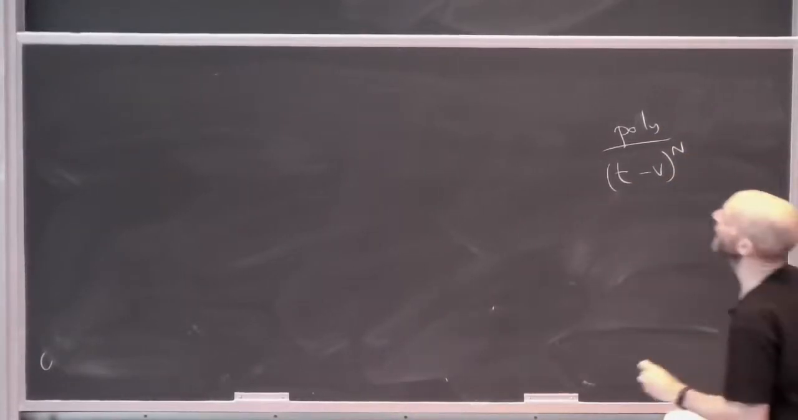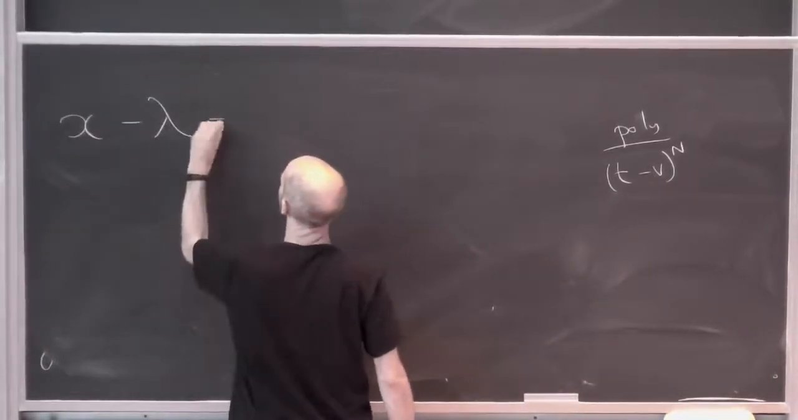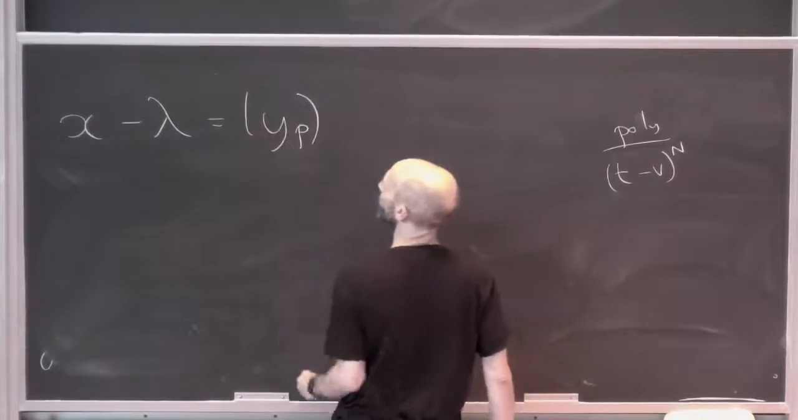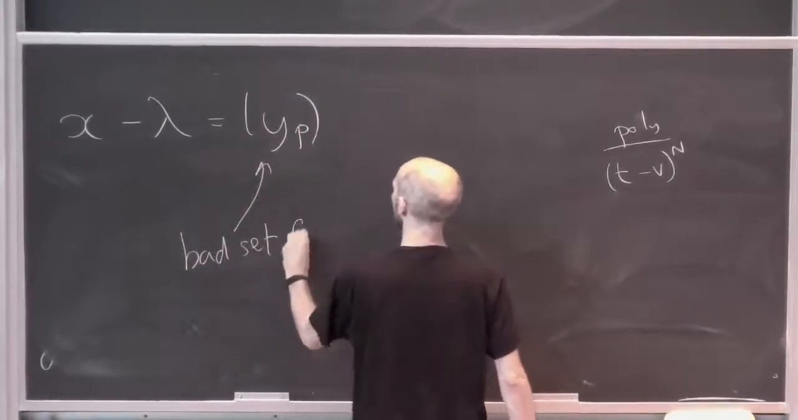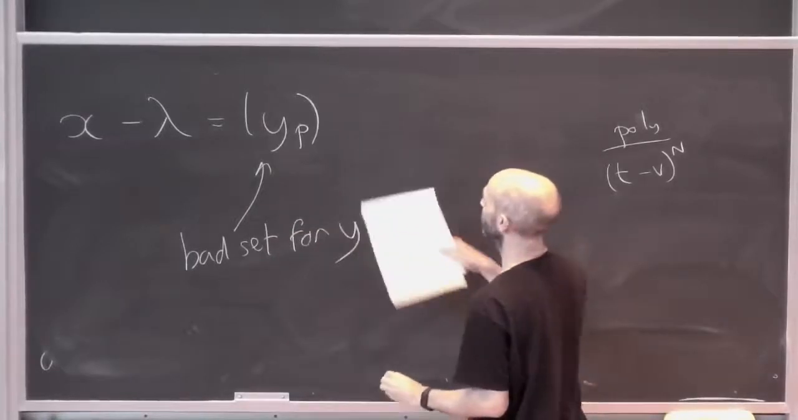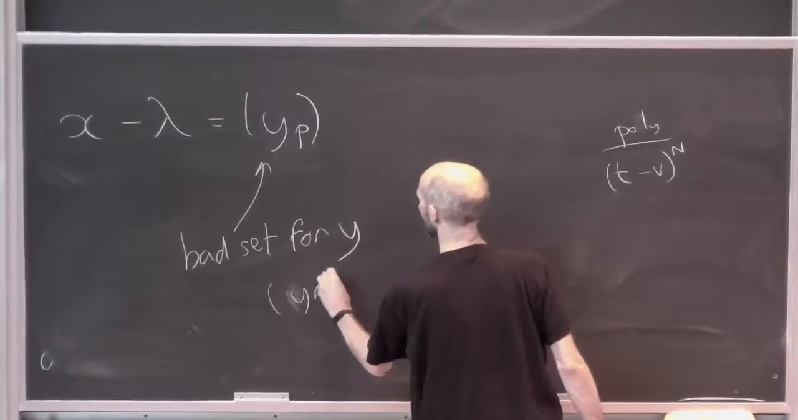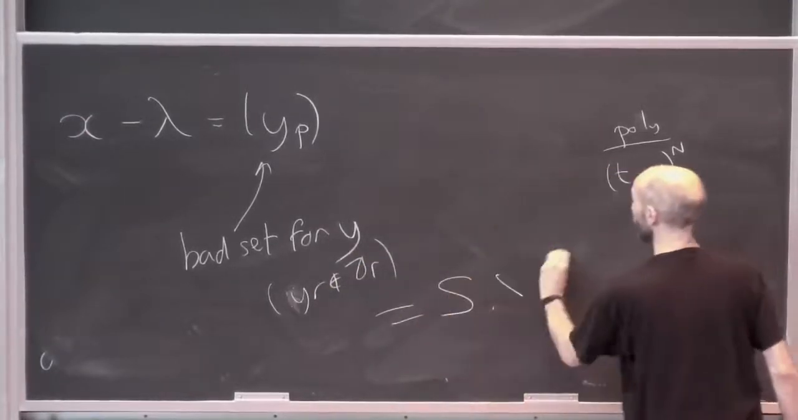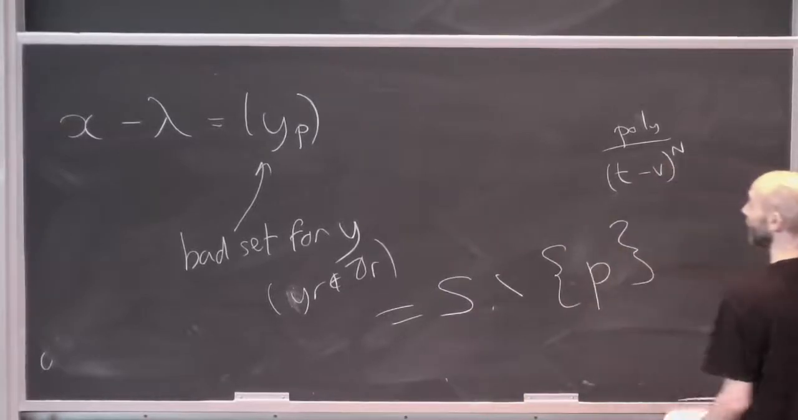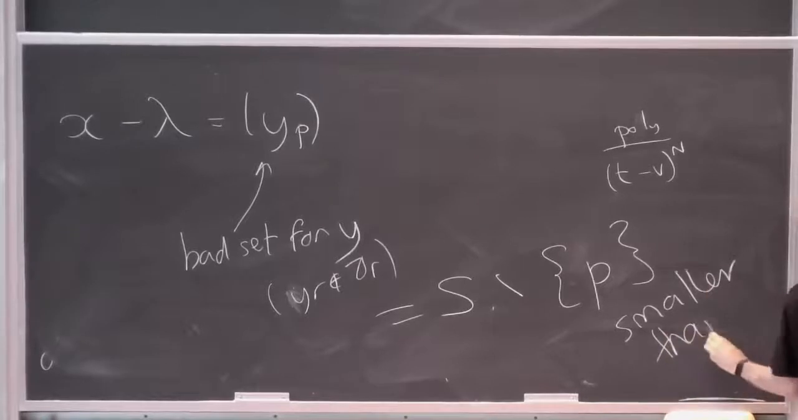So that's what I've done with lambda, and so now I just look at x minus lambda. This is now y_p, right? And now what's the bad set? The bad set for y, i.e. the things for which y_r is not in Z_r. What's the bad set for y? It's S, except I've removed p. It's got smaller than S. So I'm done by induction, right?